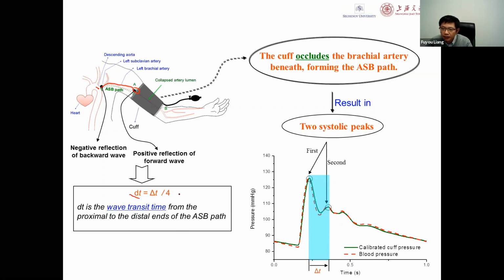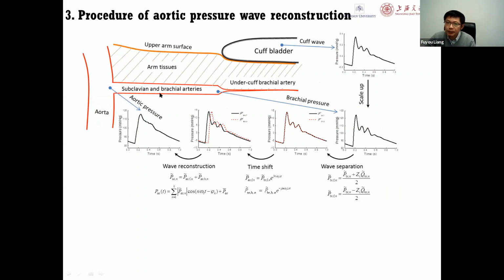You can see we can obtain delta T from the pressure wave, and then we can calculate dt, which represents the wave transmit time from here to here, right? And based on these findings, we have developed a procedure for reconstructing aortic pressure wave from the cuff waves.